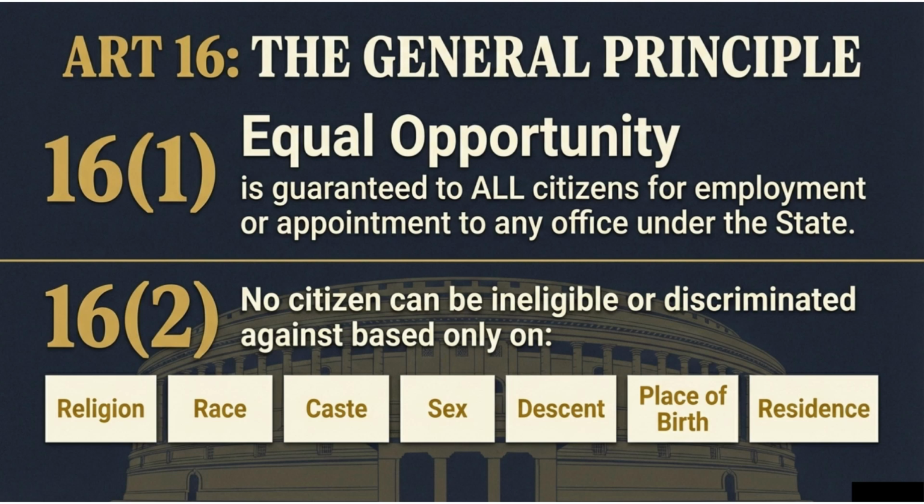Now notice something. Compared to Article 15.1, Article 16.2 has two additional grounds. Article 15.1 listed religion, race, caste, sex, and place of birth. Article 16.2 adds descent and residence on top of those five. This is a very common prelims trap. Students mix up the two lists. So make a mental note right now. Article 16.2 has 7 grounds. Article 15.1 has 5. The two extras in 16.2 are descent and residence.